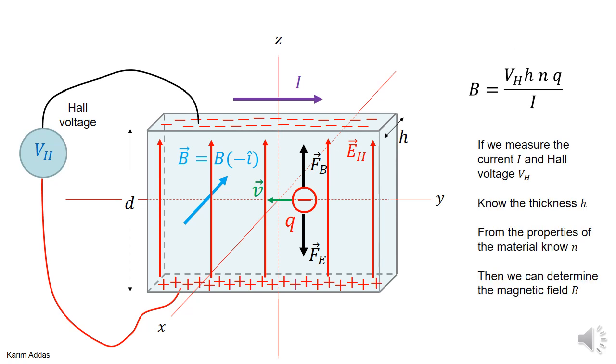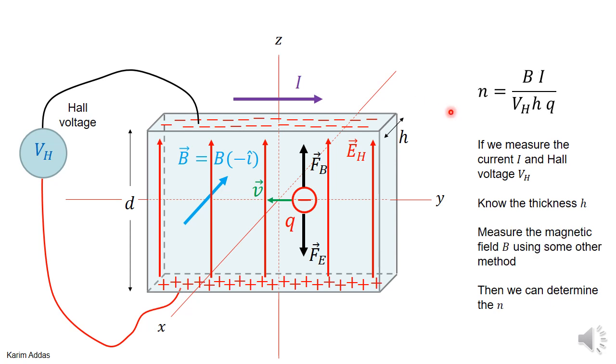So how could you use this in a practical way? Well, if you rearrange the terms in the equation to write B in terms of all the other parameters, then if you measure the Hall voltage, and you know the thickness of the conductor, and you know the number of charges per unit volume for this particular material, you know the charge of an electron, and you measure the current, then you can actually determine the magnetic field in this region of space. So you can use this as a probe of magnetic field.